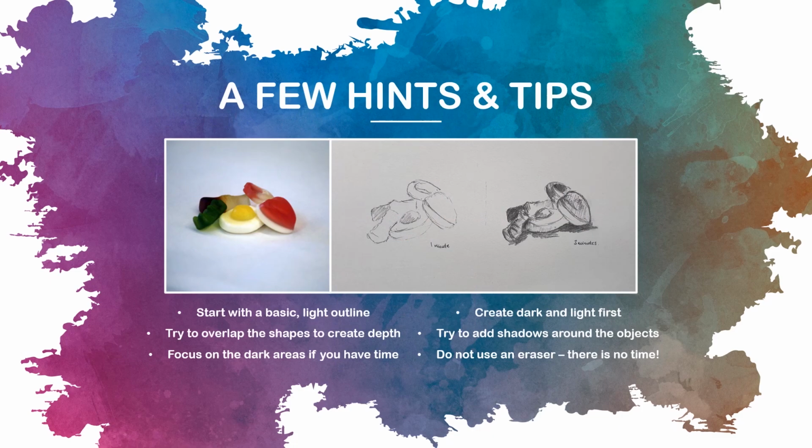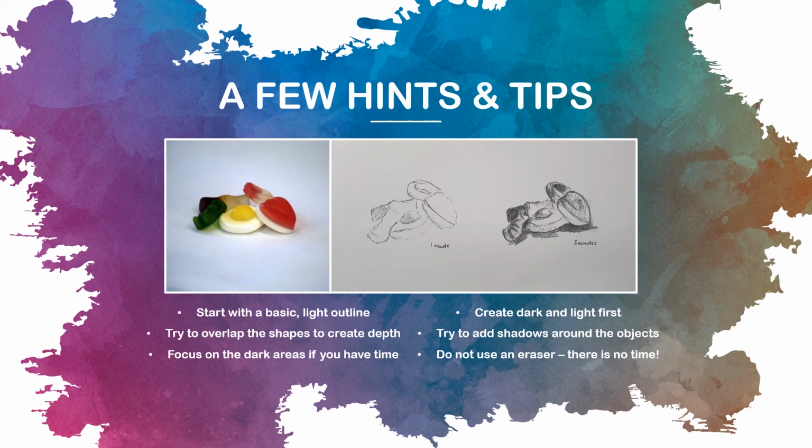A few hints and tips. The task for today, you're going to be drawing some Haribo sweets, and here's an example of mine. I've given myself 1 minute on the left hand side to draw from those sweets, and then on the right hand side 3 minutes, and as you can see there's more detail and more shading and tone. So a few tips before we move forward. You need to start with a basic light outline, and in 1 minute, that's all you're going to have time to do.